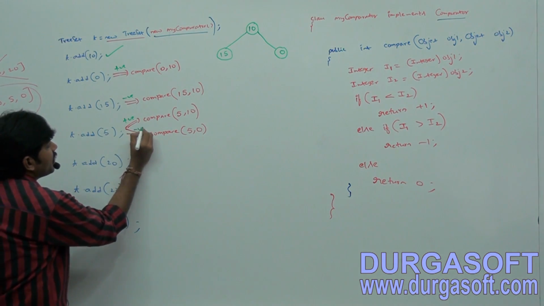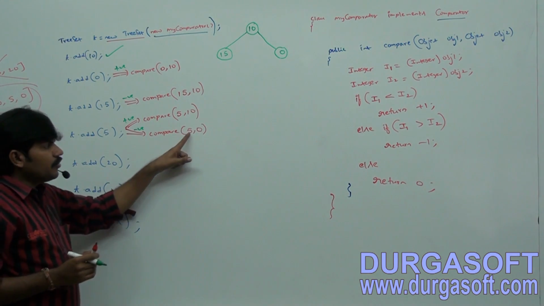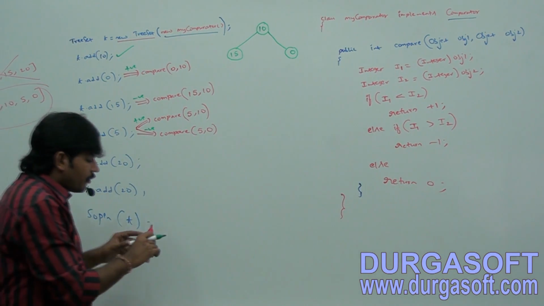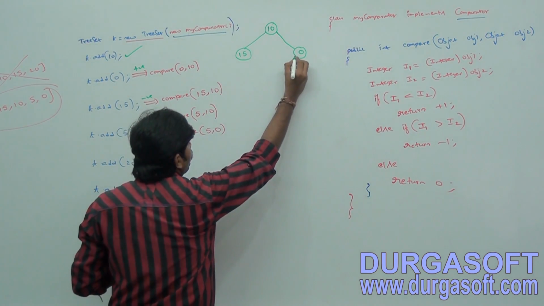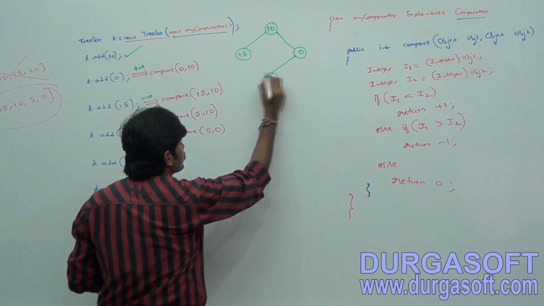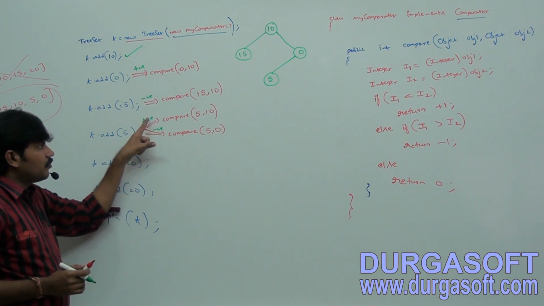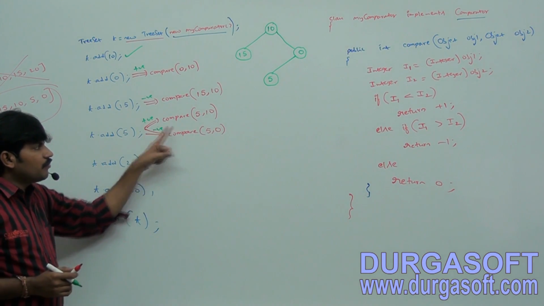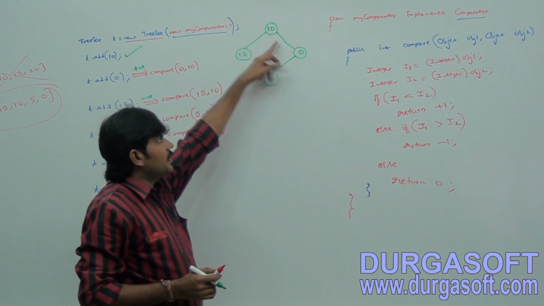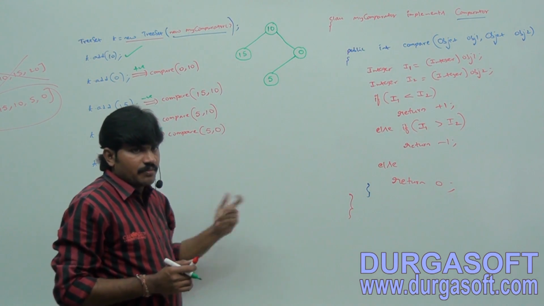Sir, can you tell what negative means? Negative means before. So 5 should come before 0. Are you getting it? Positive means 5 should come after. So 5 should come before 0, after 10.